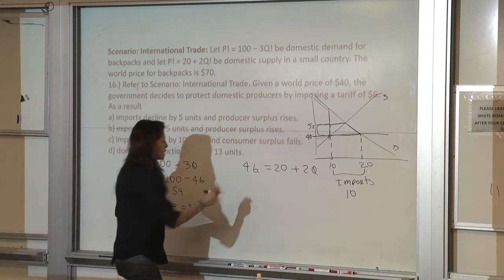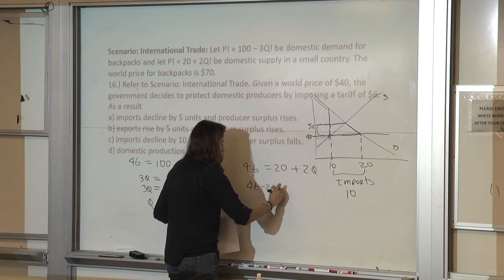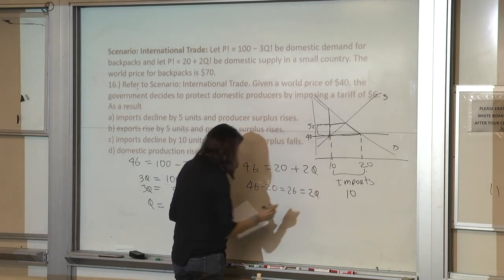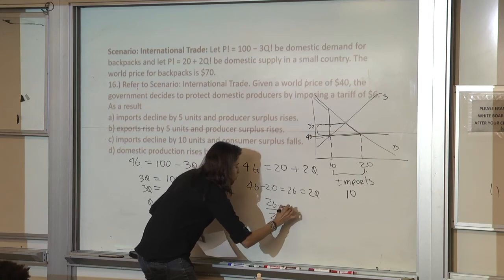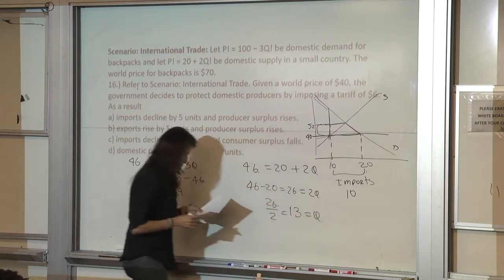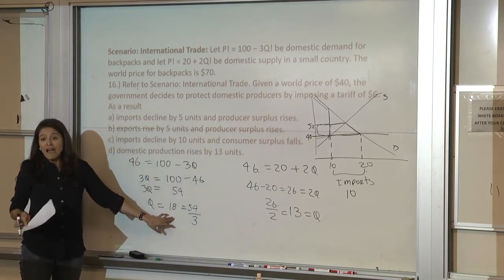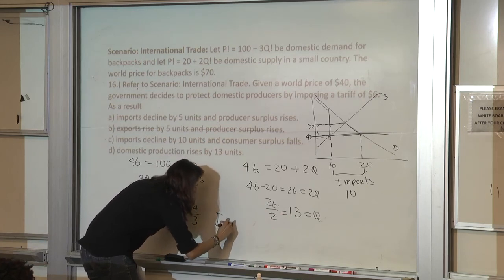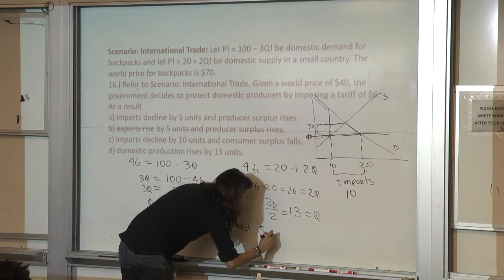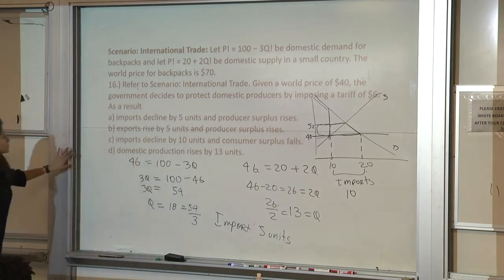Good. And now here we have 46 minus 20 equals 26 equals 2Q. So 26 divided by 2 is equal to 13, which is equal to Q, right? And the difference between 13 and 18 is 5. You now import 5 units. And before you were importing 10, so the imports decline by 5 units and consumer surplus falls.